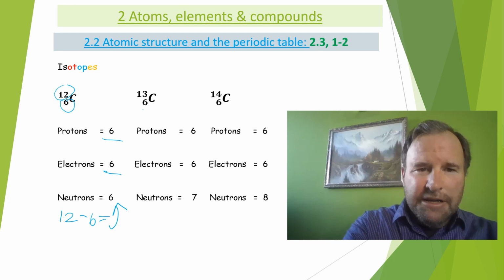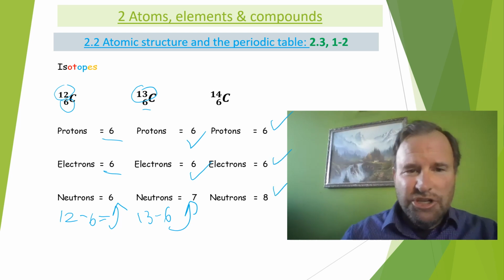Here we've got, again, carbon with 6 protons and 6 electrons, and to work out the number of neutrons, we have a different mass number now. So we take the big number, take away the small number, and we get this one here. You do exactly the same for the next one. Hopefully you're getting the gist of this. Well done if you have already done so.